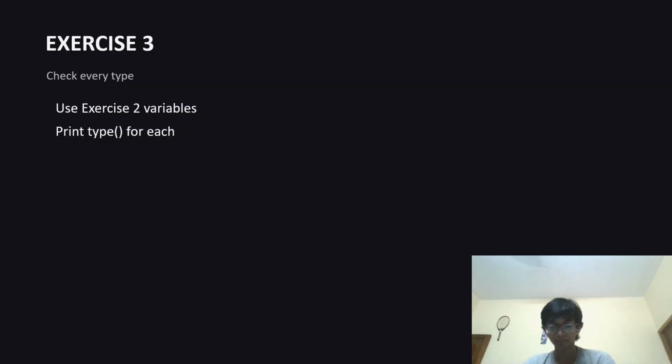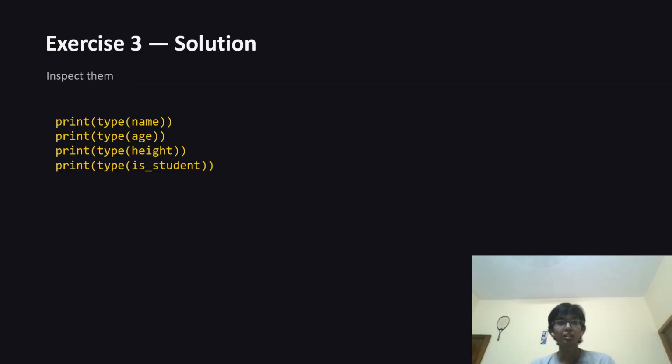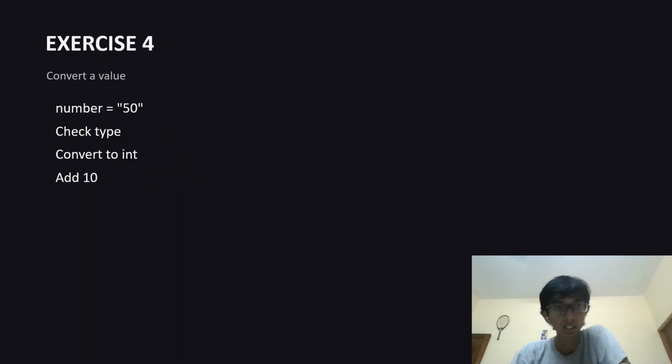So, guys, the solution for exercise 3 is going to be this: print, which is basically to use the type function for every single variable that we use. It will give you what type they are.